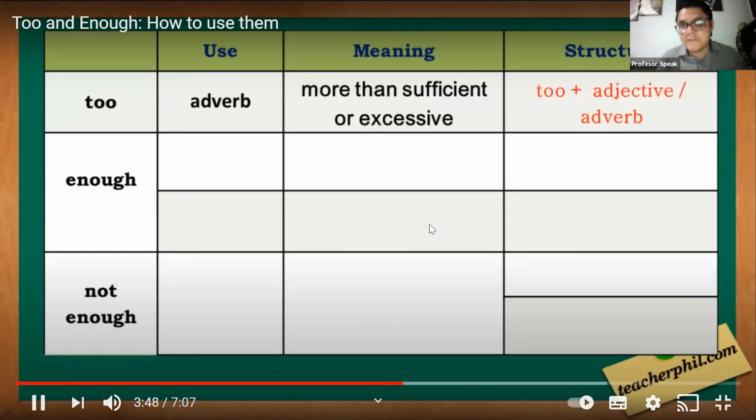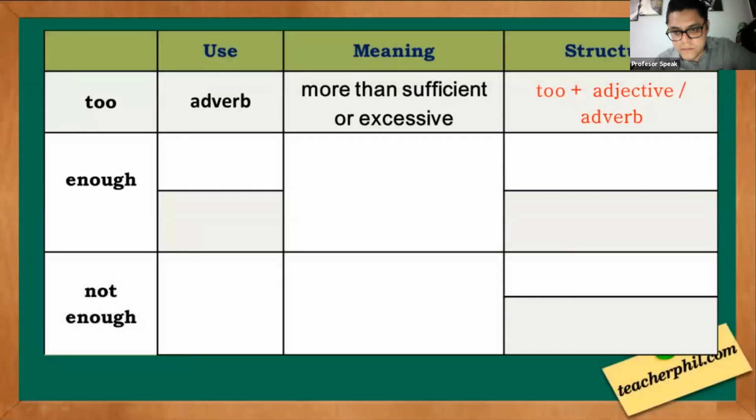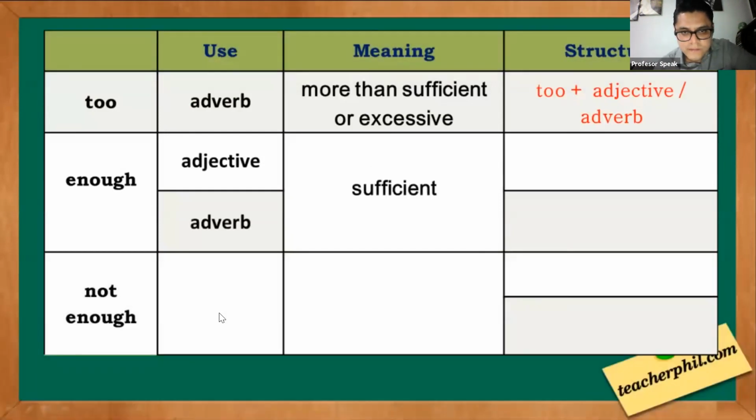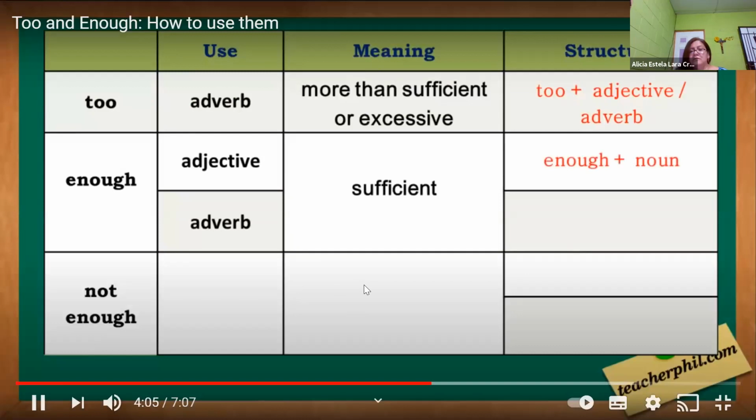and simplify the information. The second one is the word enough. Enough could be an adjective or an adverb. It means sufficient. If it is an adjective, we have the structure enough plus noun. If it is an adverb, we have the structure adjective or adverb plus enough.